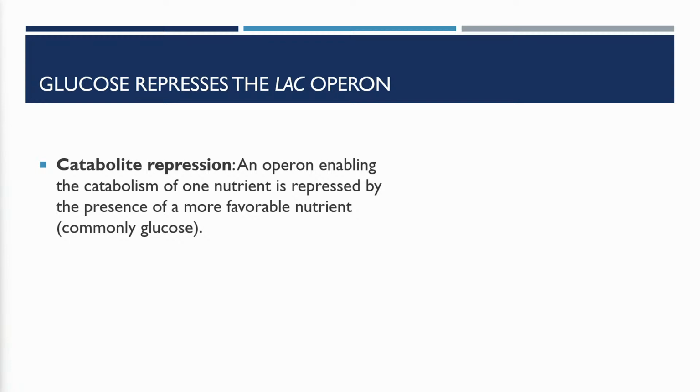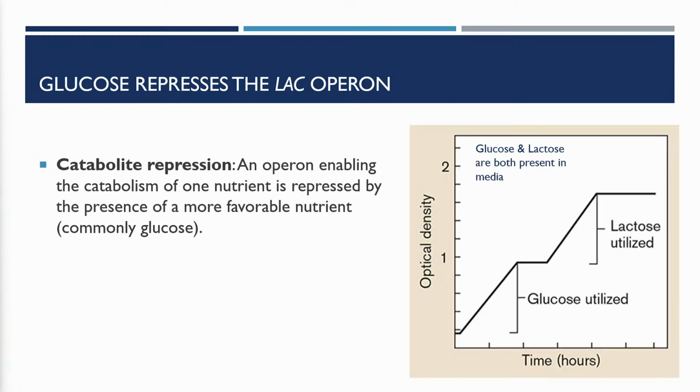And so many carbohydrates, including lactose, have to be converted to glucose first before they can be used in glycolysis, which is not ideal. So what these cells do is a phenomenon called catabolite repression, where you have a more favorable catabolite like glucose that will prevent the expression of operons that enable the catabolism of another less favorable carbon source like lactose. So here we're looking at bacterial growth in a batch culture over time.